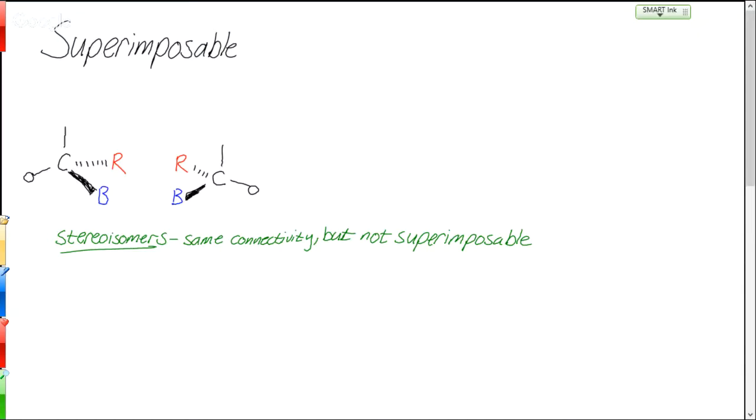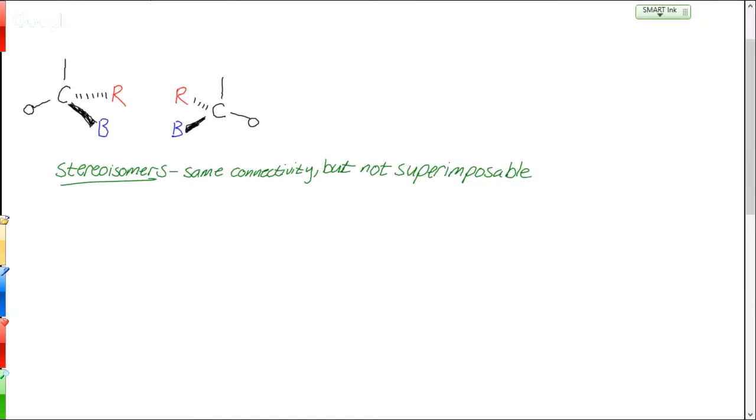And then the other term that we use for these: enantiomers are exact mirror images that are not superimposable.